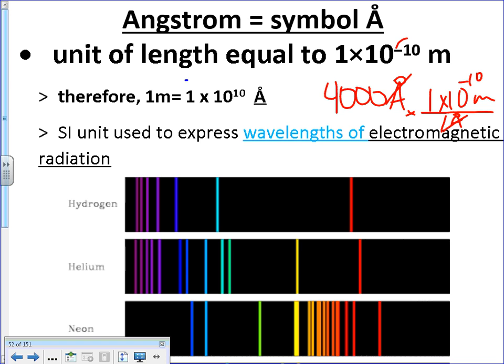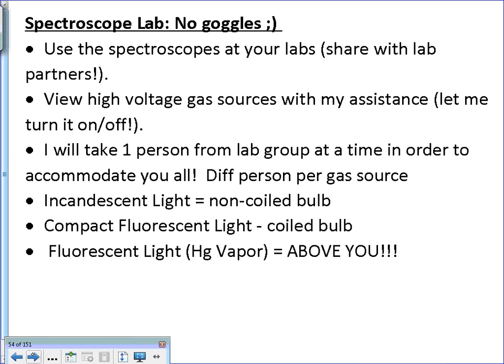If you don't know how to do that, use your notes. The spectroscope lab is in the notebook. I will help you as you go around. 2 things to know though. Every bulb is different at every lab station. The incandescent bulb is the one that's not coiled. The compact fluorescent bulb is the coiled one. Every other group has a frosted bulb, which is colored, like red, yellow, black light, stuff like that. And the mercury vapor is in the fluorescent tube that's above us. Okay? Let's do this.